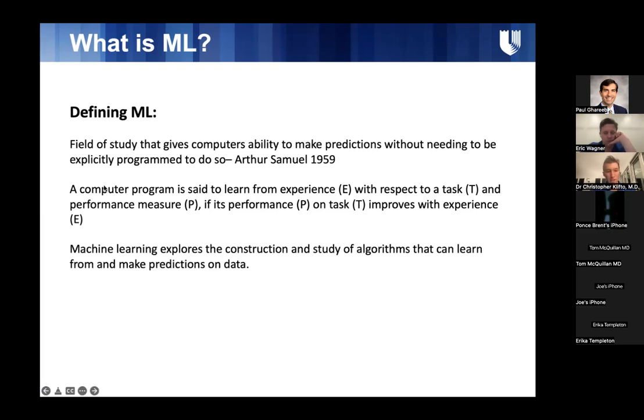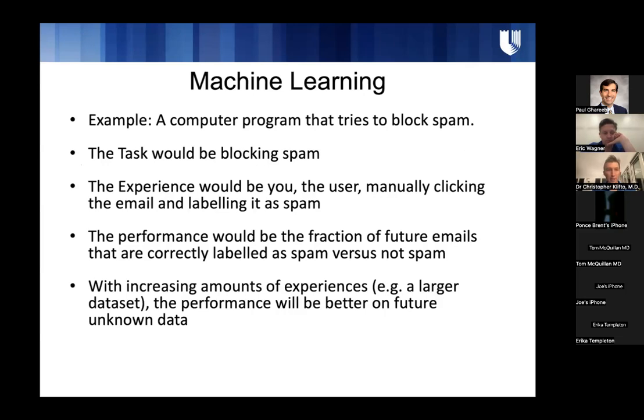That means machines learn to explore and construct the study of algorithms, and they can make predictions based on the data. So here's an example of what that means, right? A computer program that tries to block spam. The task they're learning is blocking spam. The experience would be you, the user, manually clicking on the emails, labeling them spam or not. So it's learning based on the experience, which is you. And the performance would be the fraction of future emails that are correctly labeled as spam versus not spam. So that's essentially what that last statement meant. When you break it down, it's tasks with experiences and performances. And that's the basics of AI.